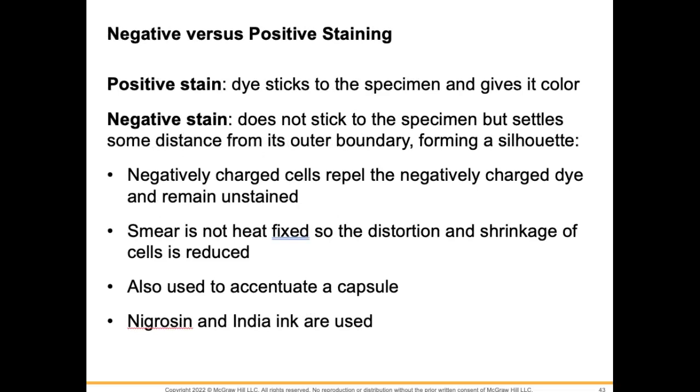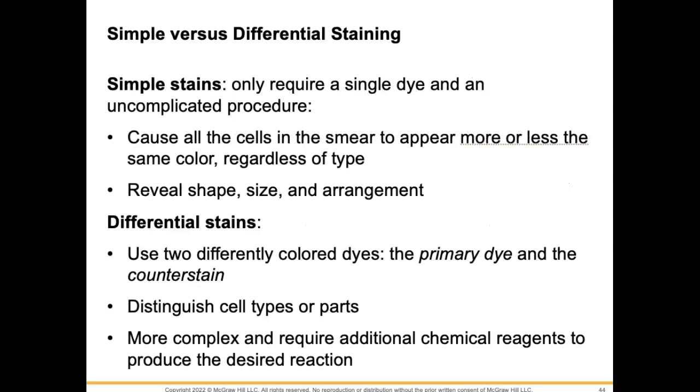So I'm not going to get too much into the negative versus positive staining. This is the important part, simple versus differential. So simple stains only require a single dye. It's a very uncomplicated procedure. Basically, you take a stain and you color everything with that stain. It causes all the cells in the smear to appear more or less the same color, regardless of the type of cell. And what this reveals is the shape, the size, and the arrangement, how they lay next to each other on that slide. So simple stains don't tell us much other than the shape, the size, and the arrangement of the cells.